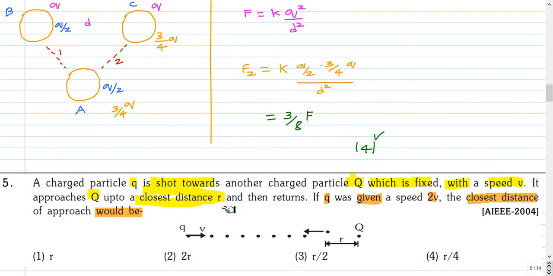This is the next question. A charged particle small q is shot towards another charged particle capital Q, which is fixed, with a speed v. It approaches Q up to a closest distance of small r and then returns. If small q was given a speed 2v, the closest distance of approach would be. You can pause and attempt this question.